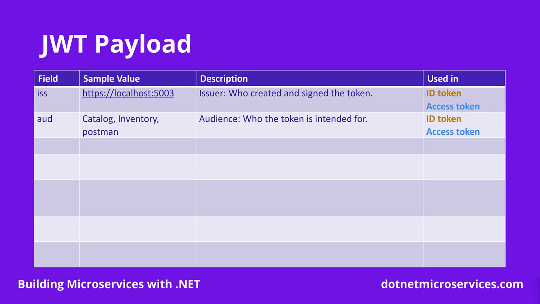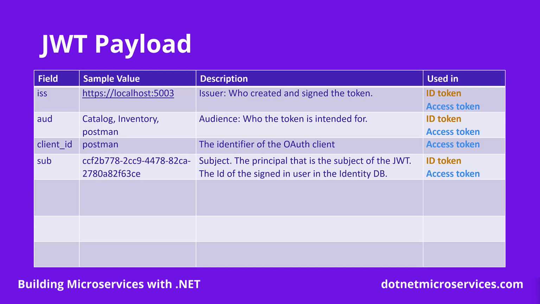AUD is the audience, which is who the token is intended for. So for instance, our access tokens are usually going to be intended for either the catalog or the inventory microservice, and our ID tokens will usually be intended for the Postman client. The client ID is the identifier of the OAuth client, which would have been registered initially in the identity server. In our case, that would be Postman.